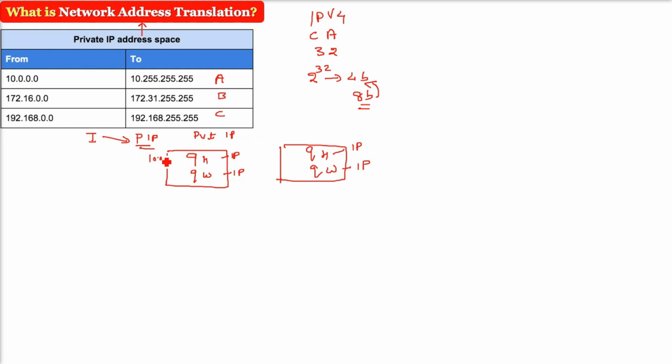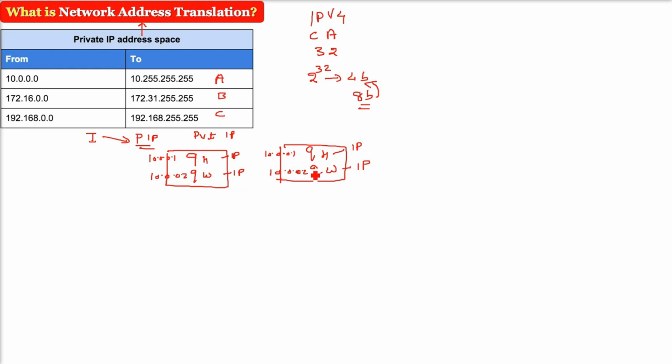So we have a private network. 10.0.0.1 you can give to the husband, and 10.0.0.2 can be given to the wife, because this is in the private IP address space. And in the other house, a different husband can have the same private IP, 10.0.0.1. Similarly, the wife can have 10.0.0.2. There is no problem because they are separate, different, private networks.